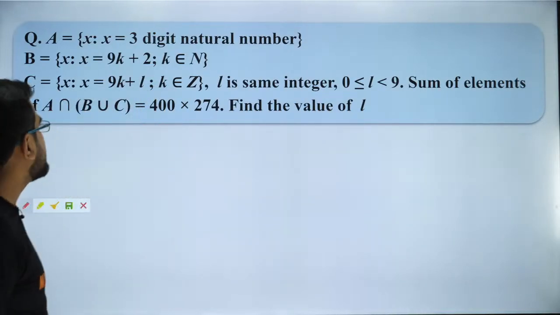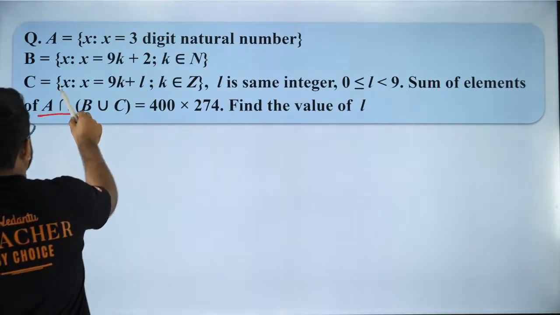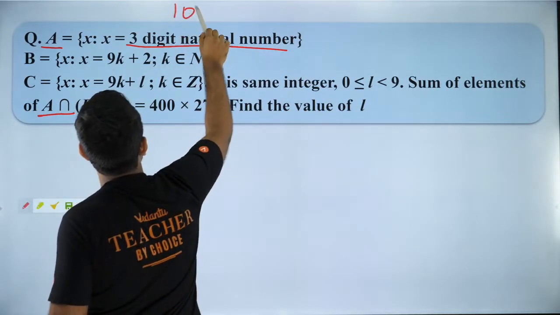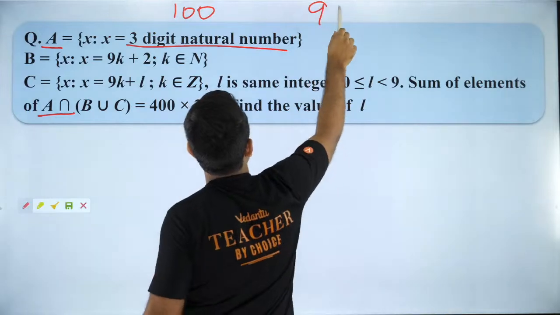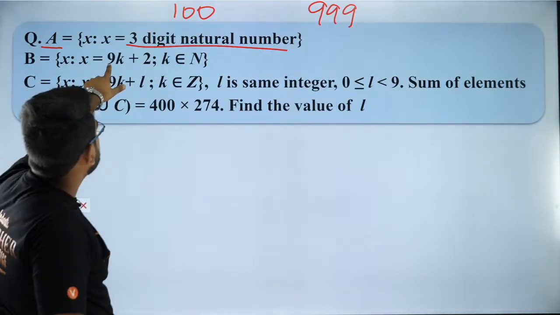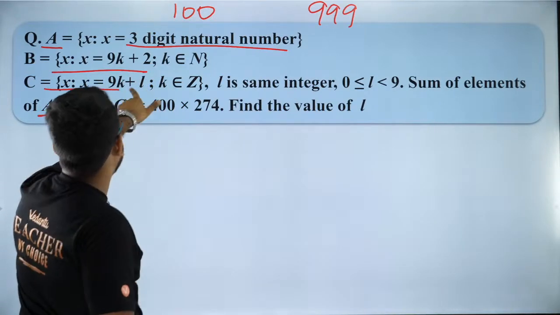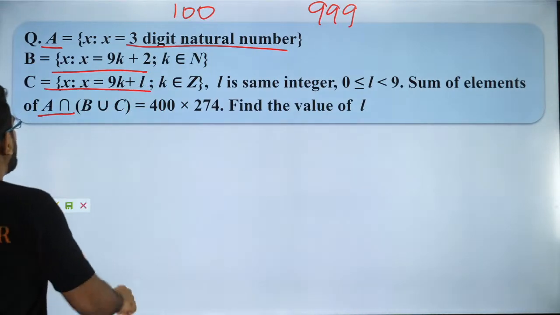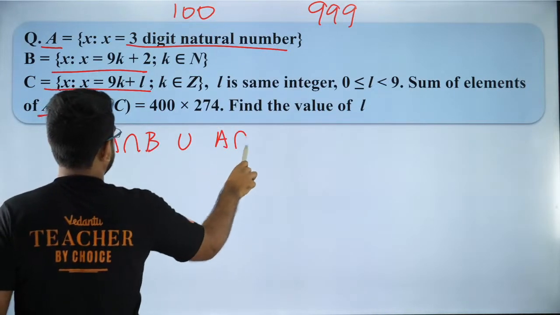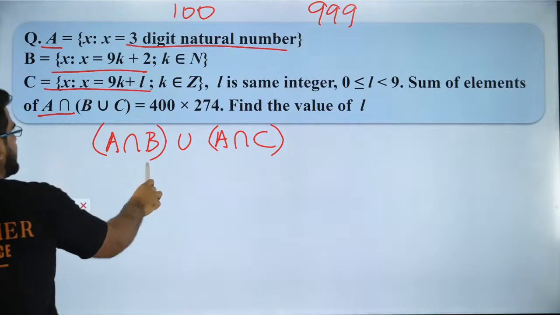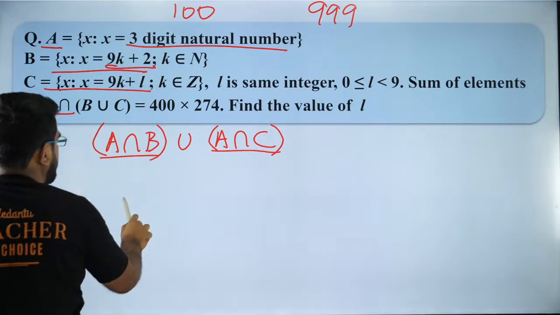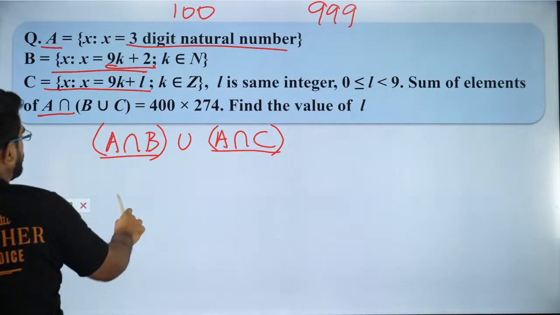The answer is 5. So guys, first of all, you want A intersection. What is A? A is a 3-digit natural number. That means it starts from 100 and goes all the way up to 999. So that is your A. Got it? So now you want to find intersection with your B and C, B union C. Okay? So you want to find A intersection B union A intersection C. So we will find all the 3-digit numbers which are of this form. Okay? So which are of this form will be what? It will start from 101.